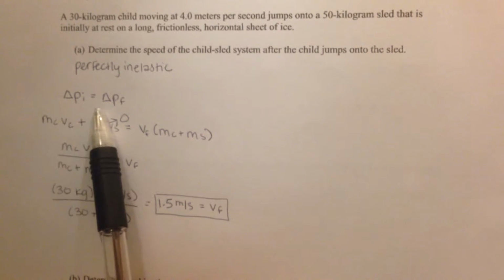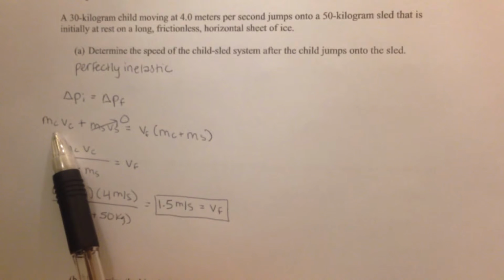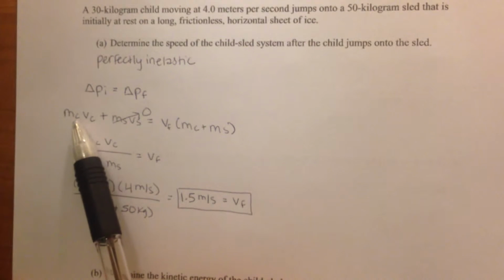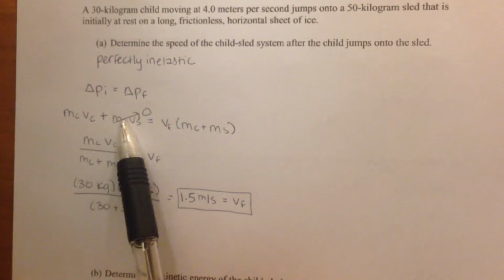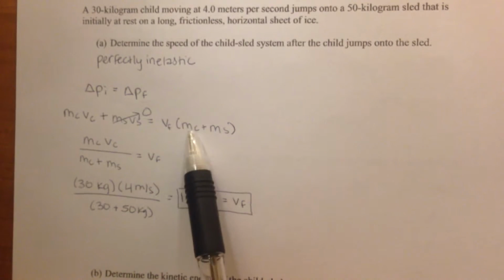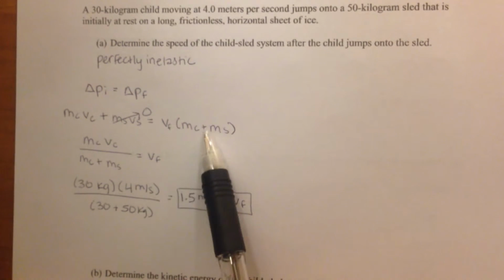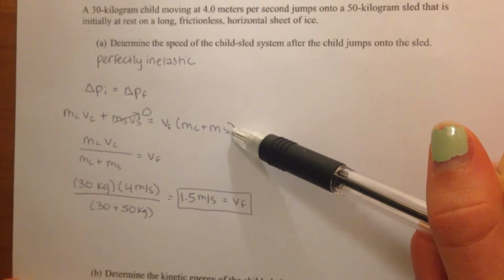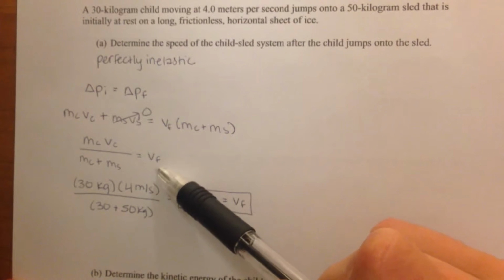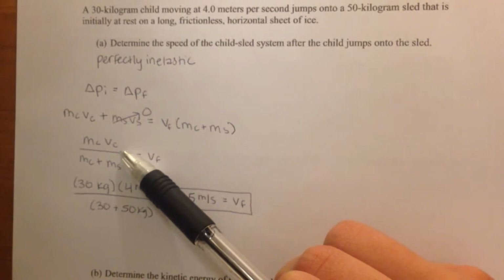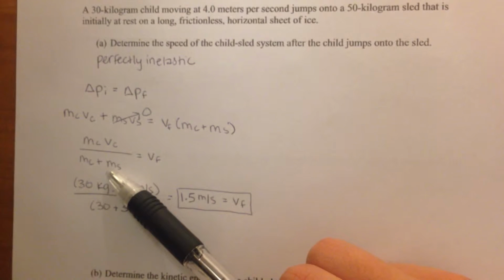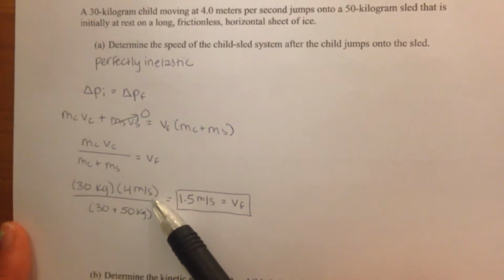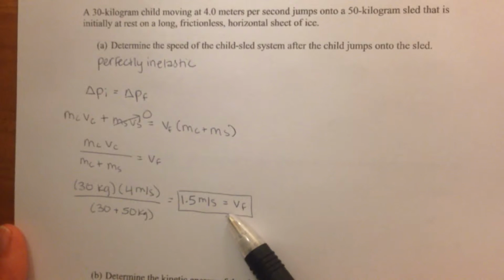Initial momentum equals final momentum. We plug in, and we can separate that into the momentum of the child and the momentum of the sled, which was at rest, and then the final velocity. And it's important that we plug in both the masses here, because since they became one object, you have to add the masses together. So we get final velocity is equal to the momentum of the child over the total mass. If we still use variables, and then plug in all of our numbers, we get 1.5 meters per second for the final velocity of the sled and the child together.